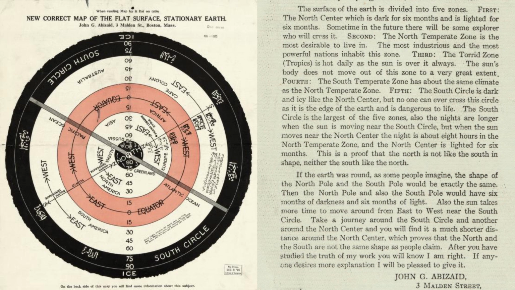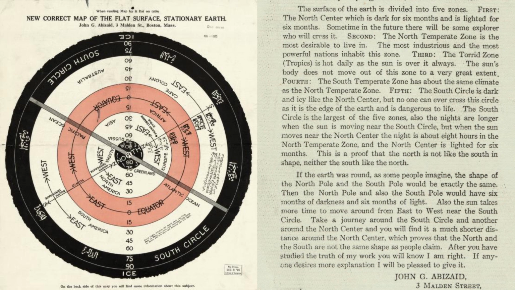Also, the sun takes more time to move around from east to west near the South Circle. Take a journey around the South Circle and another around the North Center, and you will find it a much shorter distance around the North Center, which proves that the North and the South are not the same shape as people claim. After you have studied the truth of my work, you will know I am right. If anyone desires more explanation, I will be pleased to give it.